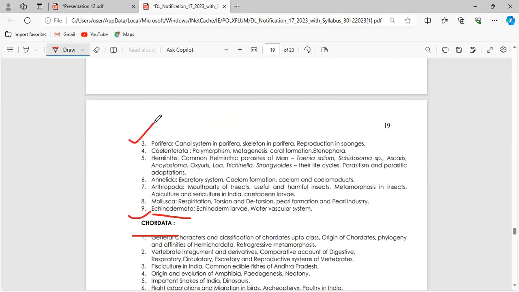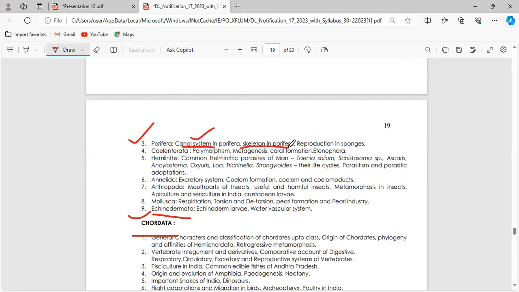Next, Porifera. In Porifera, they have given the canal system. In the canal system, what you are going to deal with is what the canal system is, parts of the canal system, types of canal system, and structure of the canal system. All these will be discussed in detail.